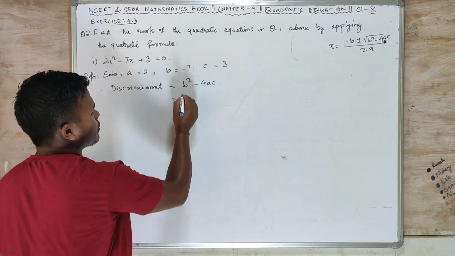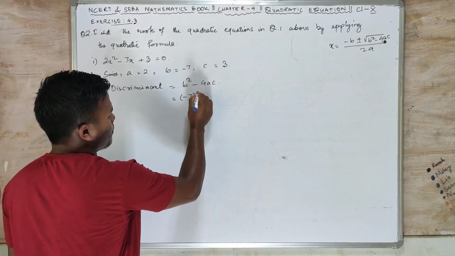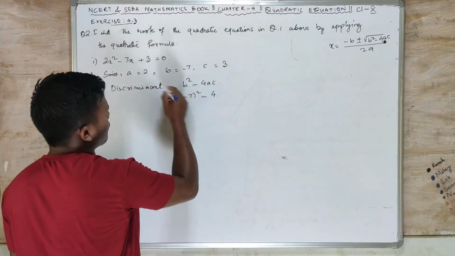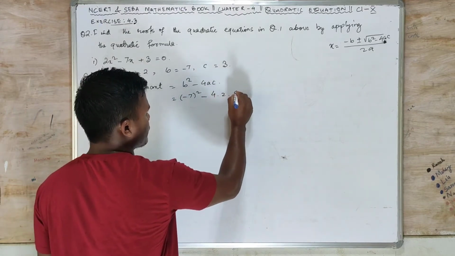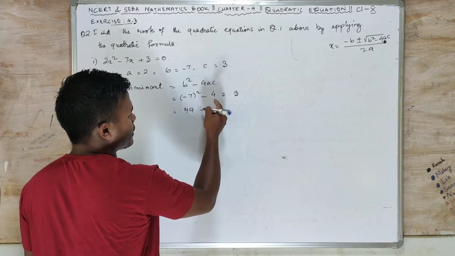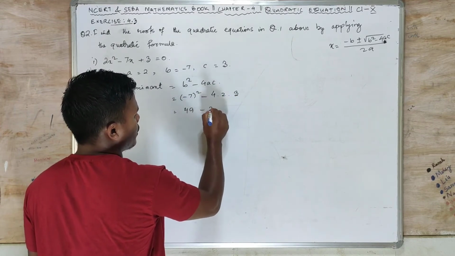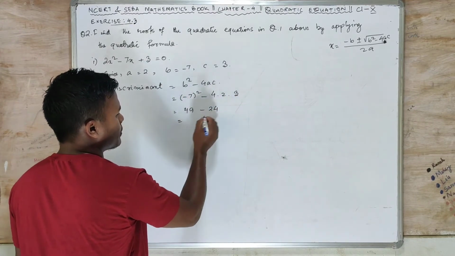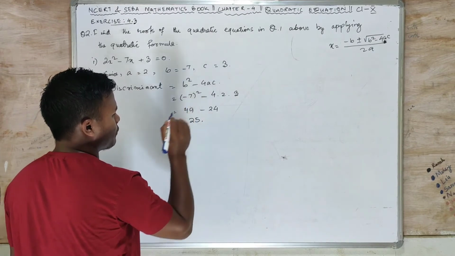Just put the value. What is here? B is minus 7. B square minus 4, what is here? A value is 2, and what is here? C value is 3. Then 7 square will be 49, minus 4 into 3 is 12, 12 into 2 will be 24. 49 minus 24 will be 25.